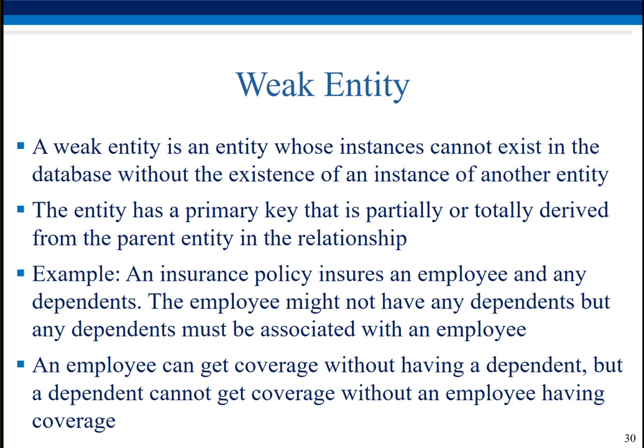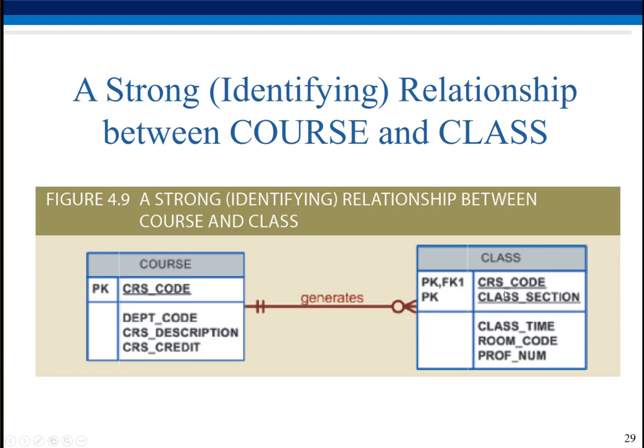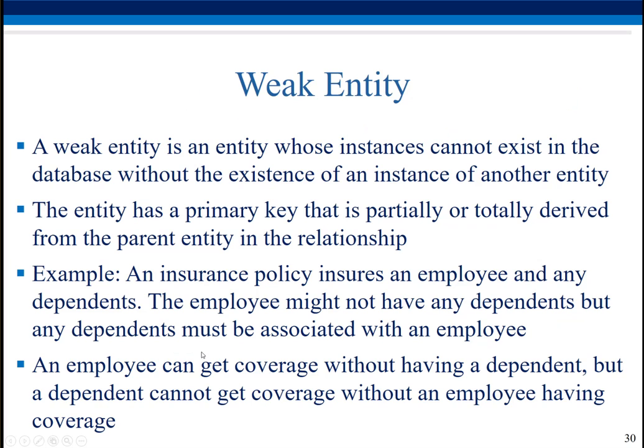A weak entity, again, I'm going to read this to you and explain whatever is necessary. It's an entity whose instances cannot exist without the existence of an instance of another entity. For instance, the class cannot exist without the course. The entity has a primary key, which is partially or totally derived from the parent entity of the relationship. So again, I've given you an example. An insurance policy ensures an employee and any dependents are included in the policy. However, what happens if the employee doesn't have any dependents?